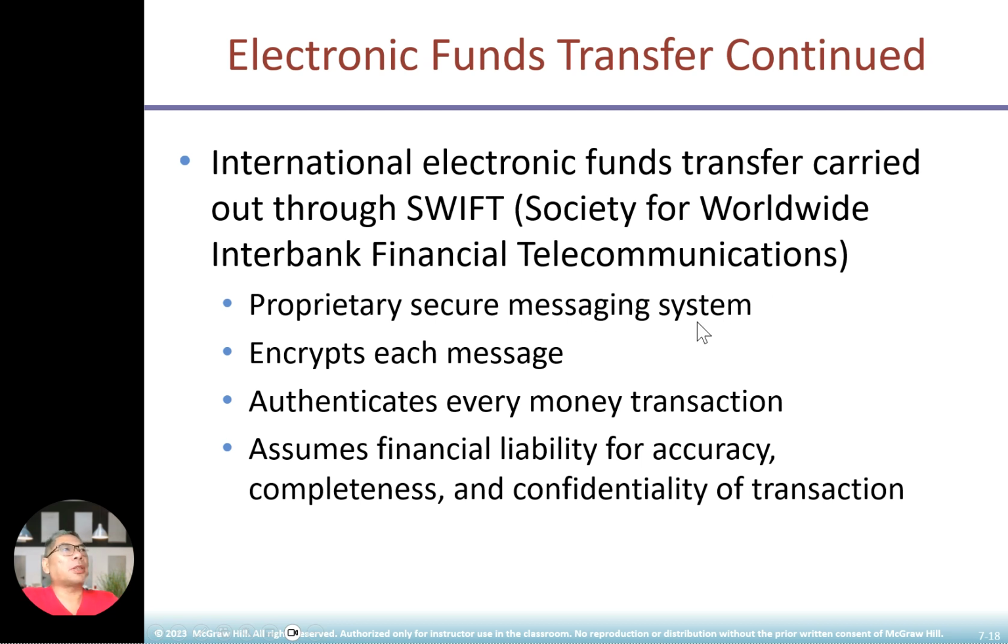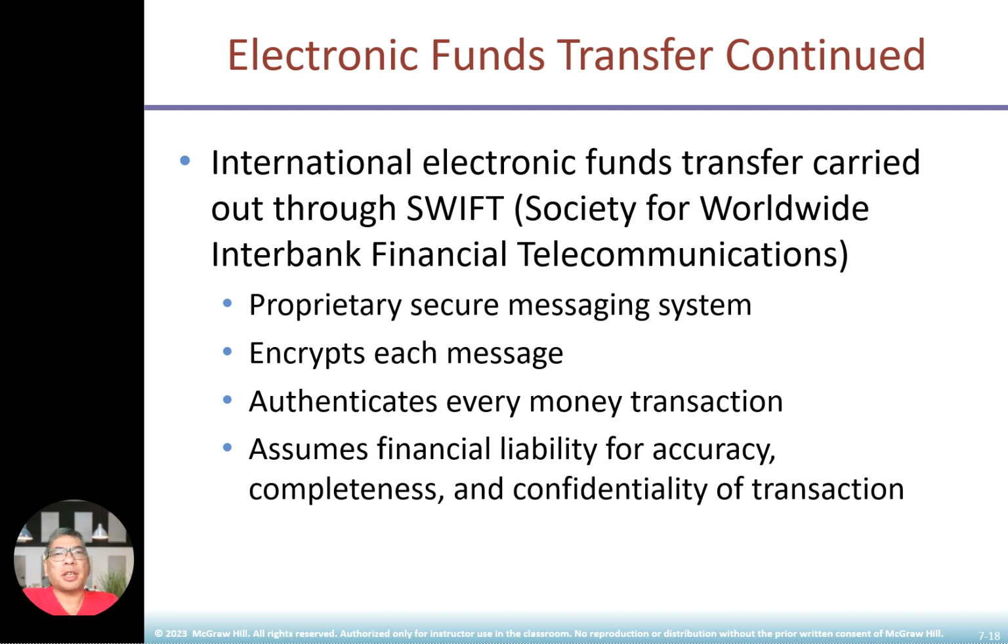It has a proprietary key messaging system that encrypts each message, authenticates every money transaction, and assumes liability for the accuracy, completeness, and confidentiality of the transaction. Again, this is SWIFT, a US dollar-based system, so it's a USA denomination. So when there was the war in Ukraine, Russia was banned from using this by most of the countries. So they are moving slowly into a non-US-dollar denominated system.